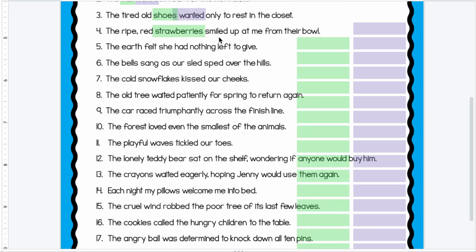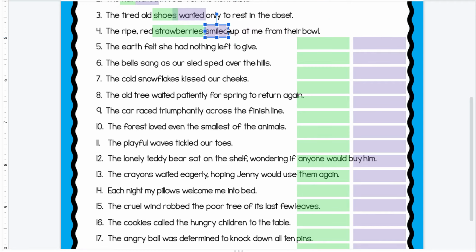Smiled up at me from their bowl. Now, smiled. Can strawberries smile? No. So smiling is something that people can do, but strawberries can't. It's a verb. So strawberries smiled. I'm highlighting the word smiled.